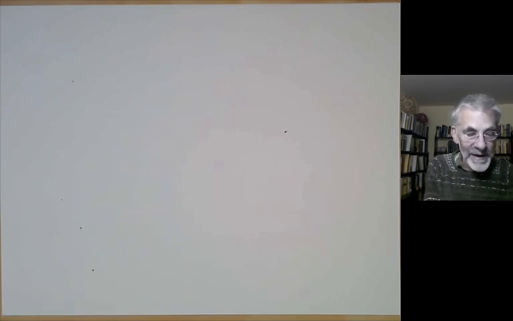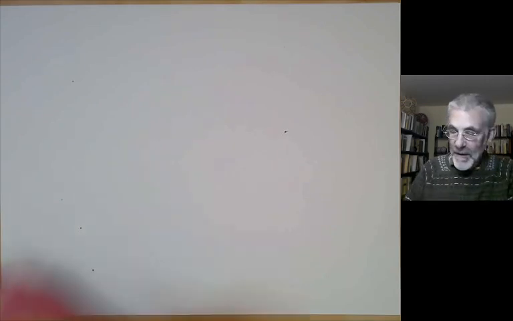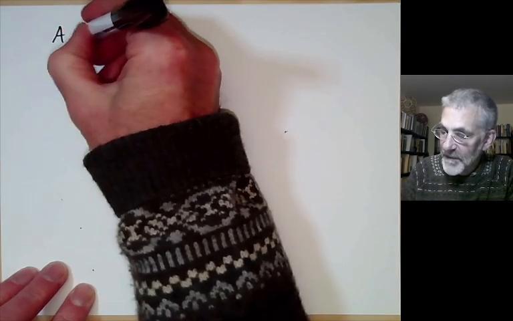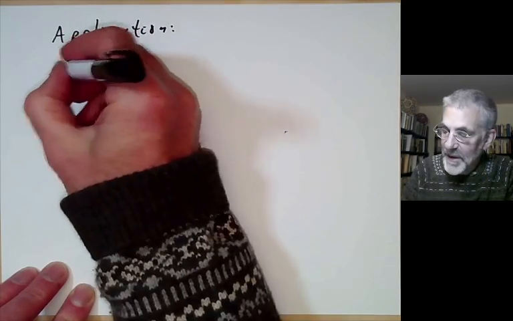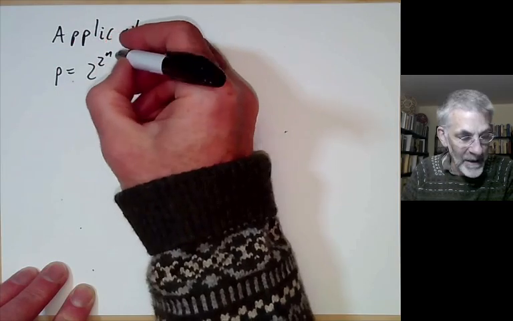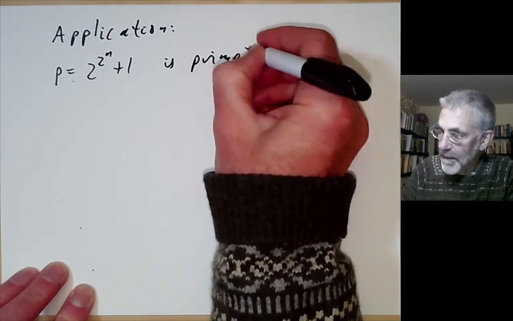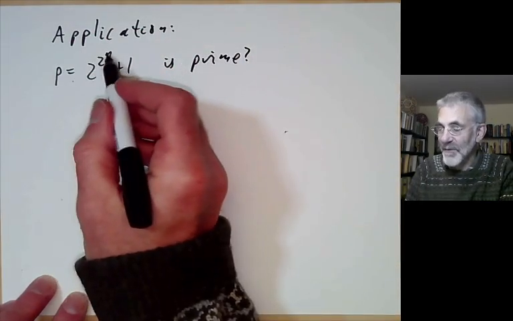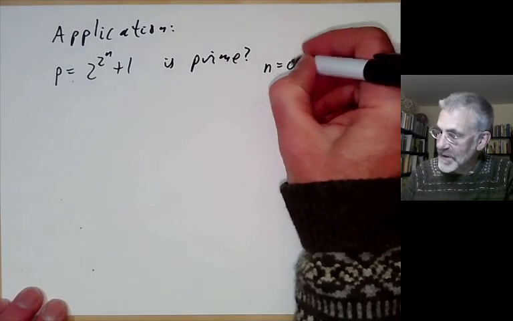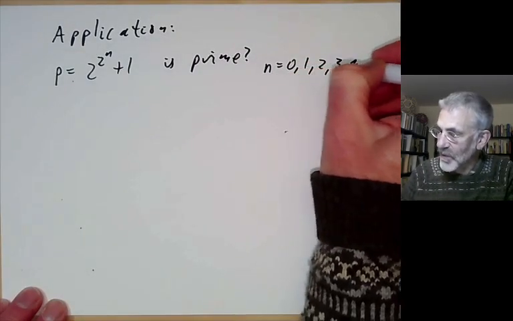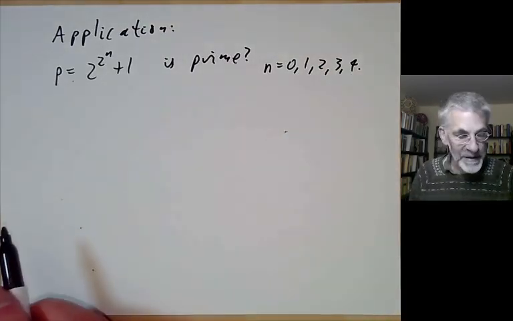So the next application will be a test for whether the Fermat numbers are prime. So you remember we have these Fermat numbers, which are 2 to the 2 to the n plus 1, and we can ask, is this prime? Remember, the exponent here has to be a power of 2, otherwise this number definitely isn't prime. And it was prime if n is equal to 0, 1, 2, 3, or 4. And as far as I know, nobody knows of any larger values of n for which this is prime.